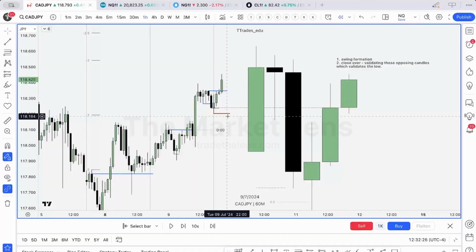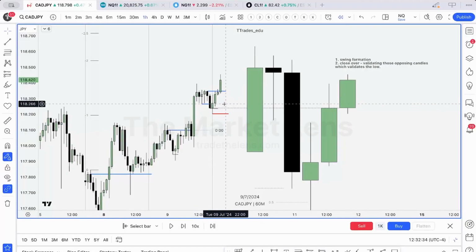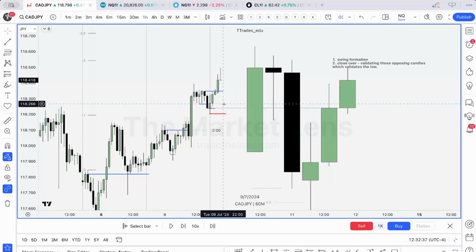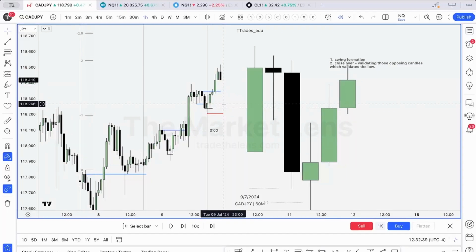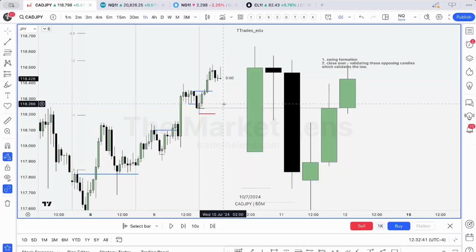Now, there was a question: this doesn't occur in the kill zones. Well, this is CAD JPY, which is a yen pair, so Asia tends to get a little bit more movement. But even if we are looking within the daily profile, which is what their question was, what happens?